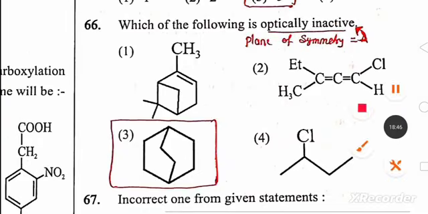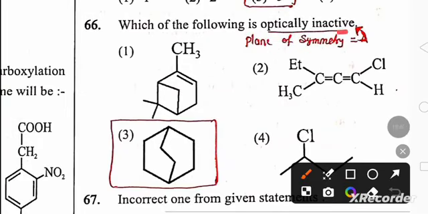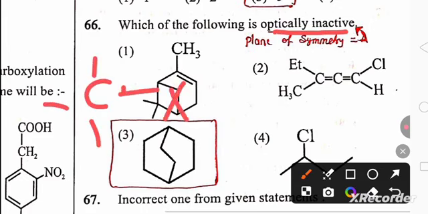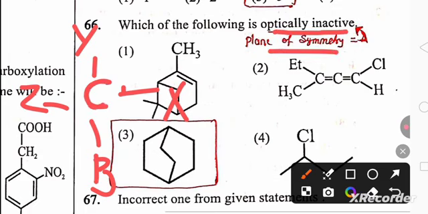Next question, children, we need to find which of the following is optically inactive. Optically inactive means they don't have the capacity to rotate plane polarized light. And optical activity depends on chirality. The carbon must have 4 different groups attached. Another one is the plane of symmetry. Wherever you find a chiral carbon atom, that is optically active, and wherever you do not find a plane of symmetry, that is optically active.